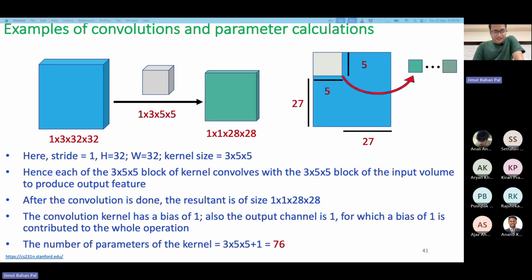So if we see in PyTorch, we can create a class using Conv2d, where input channel is 3, output channel is 1, kernel size is 5, stride is 1, and padding is 0. Like the same example.